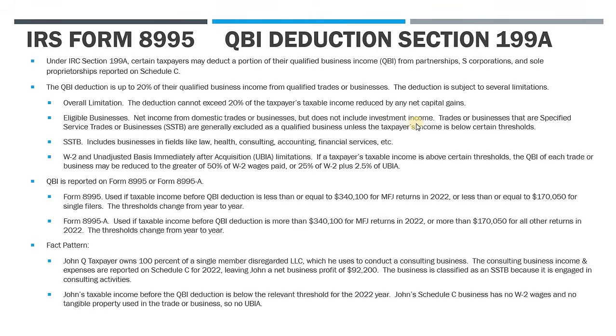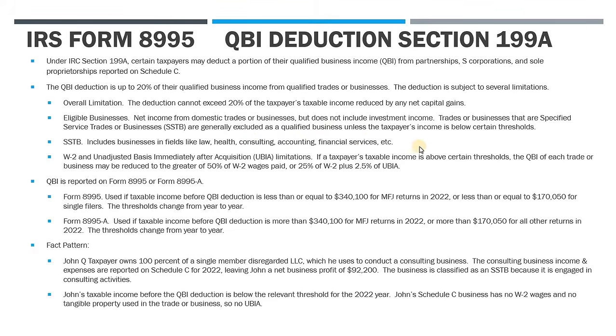The other thing is these businesses, it's net income from the trade or business. So this is not going to include things like investment income, so interest, dividends, royalties. And then the SSTB issue, so specified service trades or businesses. These businesses are generally excluded as being a qualified business. So that's kind of the standard rule.